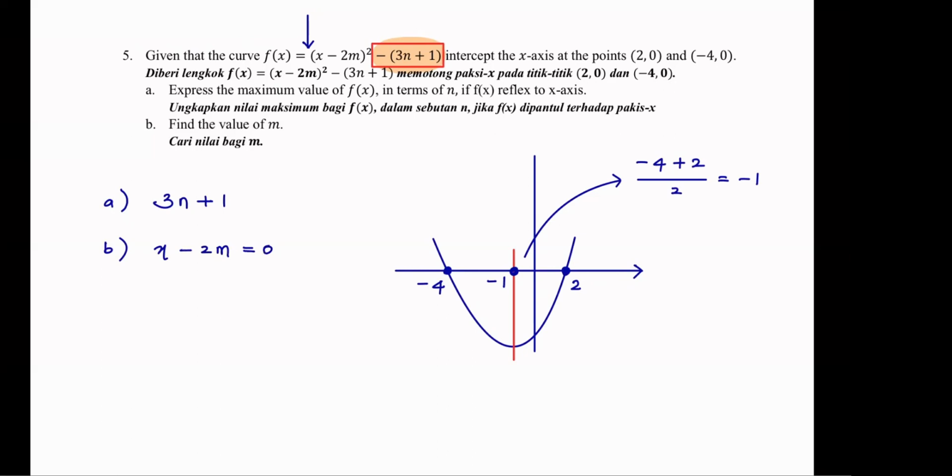Faham tak? Must always the bracket equals to 0. And good news, you already have the value of the x. X is 91. So ambil 91 ganti dalam ni. Terus boleh ganti dalam ni. This is the x value. Terus boleh ganti dalam ni. So that you can get the answer of M.